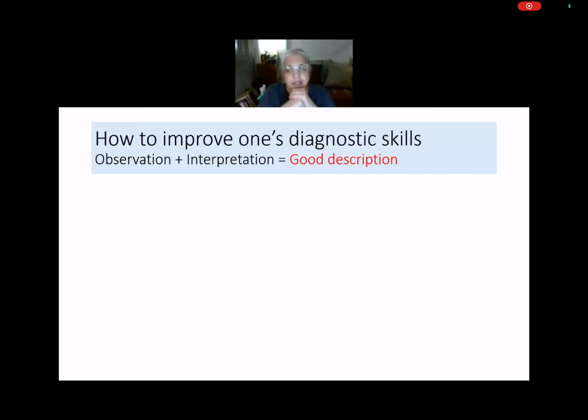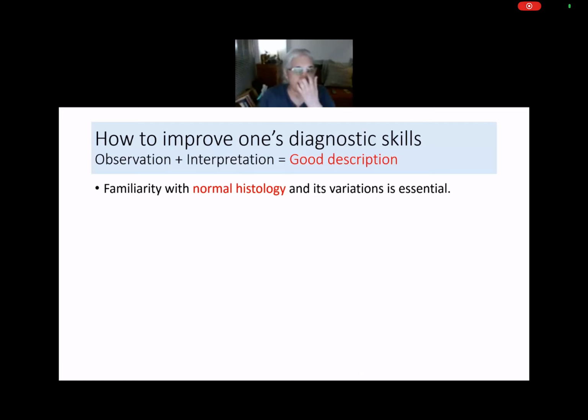When you have observations and interpretations, these two together make a description. Now, to make a description in particular, you need to be familiar with normal histology and its variations. This is extremely essential. I don't think that any of us should be trying to make descriptions without understanding what normal histology is, and normal histology is not always just one pattern. There are many different variations, and we should be familiar with that.